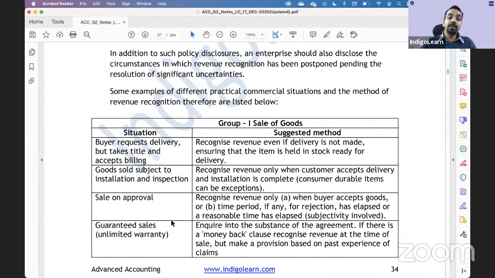Now, whenever we are talking about revenue related questions, you must be in a position to define or explain when do we recognize revenue. In case of goods, how do we recognize? In case of services, how do we recognize? And whether those conditions have been fulfilled, and hence you are recognizing that revenue.